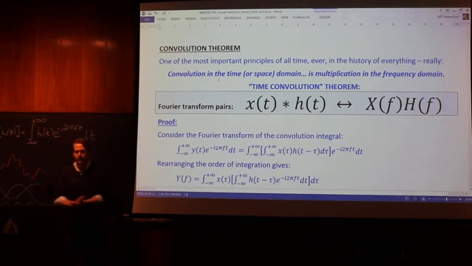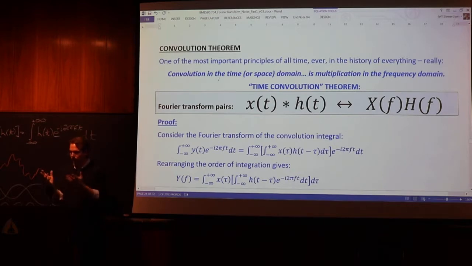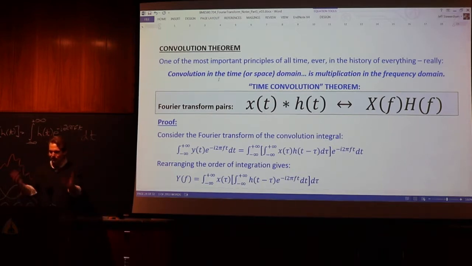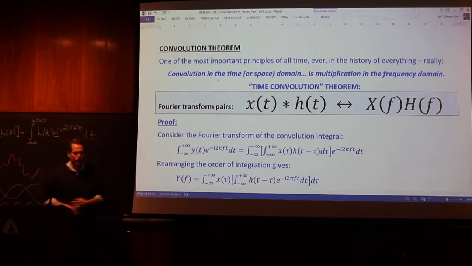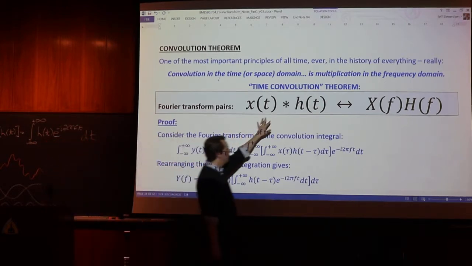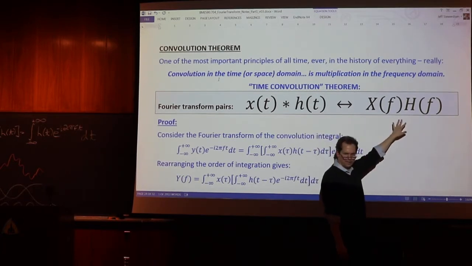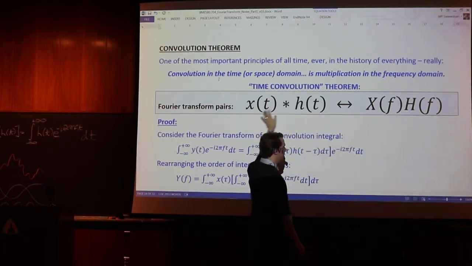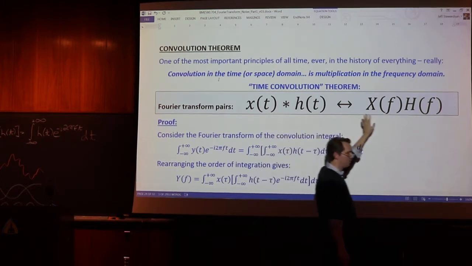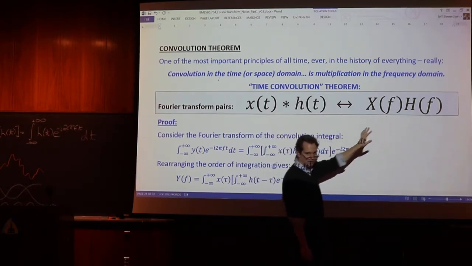So for linear shift invariant systems, one of the most important principles of all time, ever, in the history of everything, really, is the convolution theorem. All right? And what that says is something that is proven right there on the page in 6 lines, is that convolution is a Fourier pair to multiplication. You see what I mean? The convolution of two functions in this domain is equal to the product of their Fourier transforms.